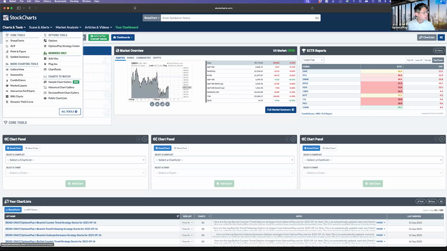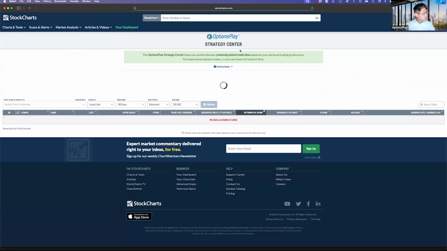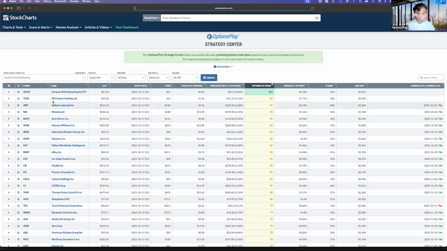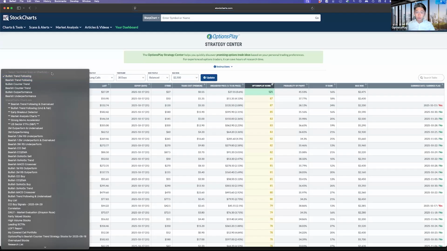Now, when you go to the OptionsPlay Strategy Center, the first thing you're going to see are these trade scans and chart lists. So we have pre-built trade scans for you, and you can also access all of your chart lists. For this specific trade setup that I'm showing you, what we generally want to look for are bullish trend following trades and bearish trend following trades. So depending on whether you're bullish on the markets or bearish on the markets, you might want to skew to one, or maybe you're tactical in the markets.